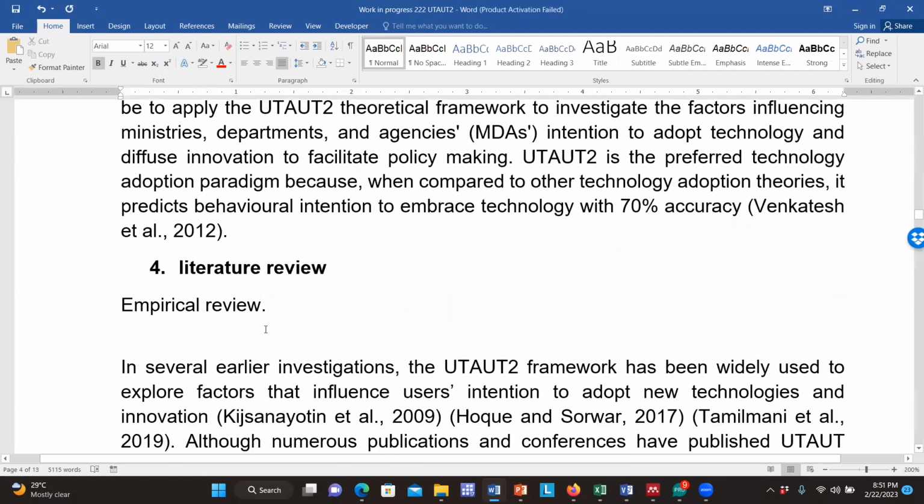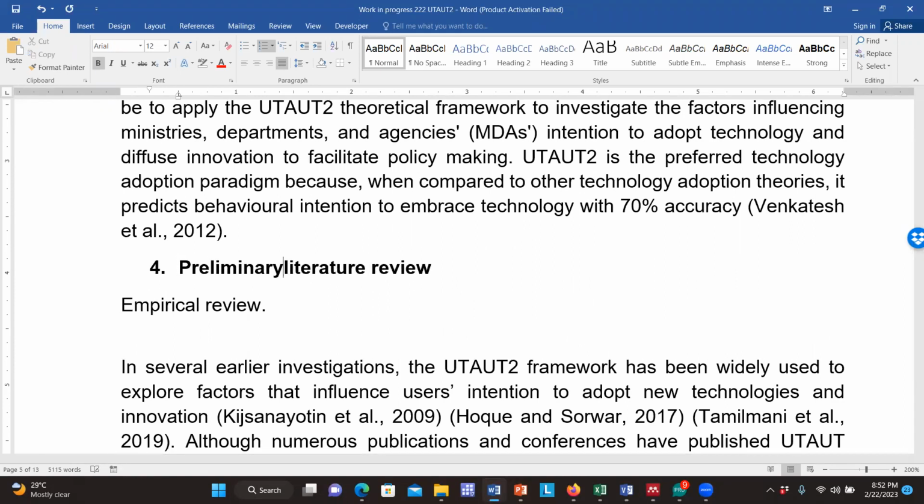So then here, the literature review, you do a preliminary literature review, okay? I will always advise that you don't start with the empirical, start with the theoretical, okay? Start with the theoretical, right? Theoretical. Start with that, not the empirical.